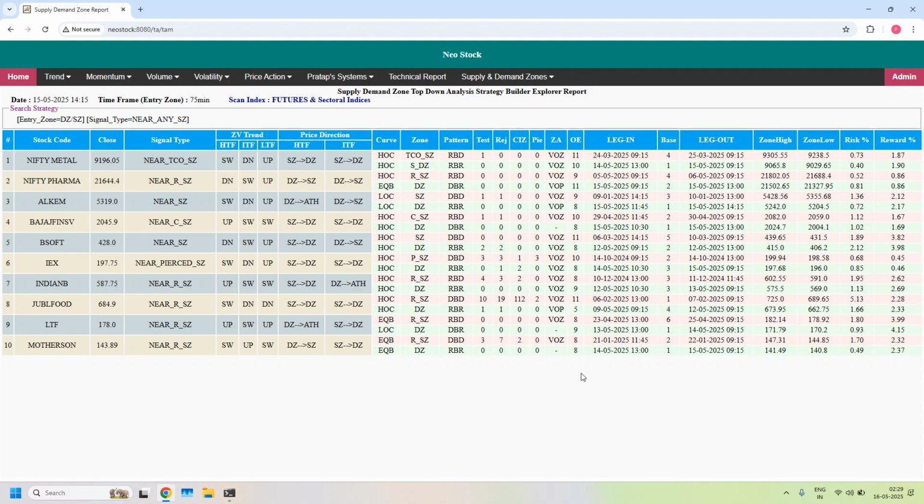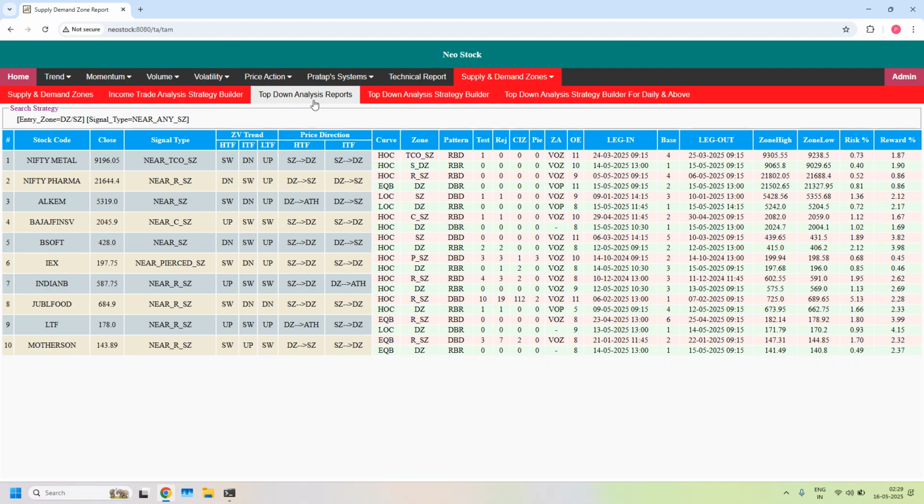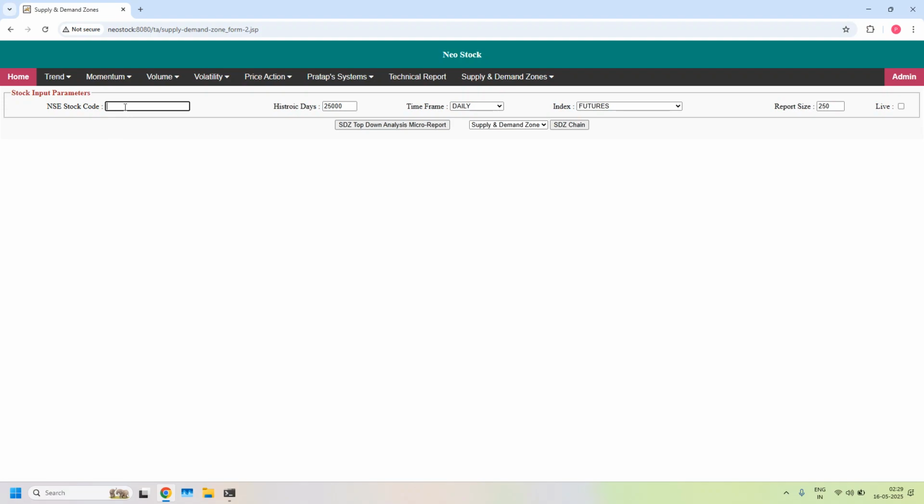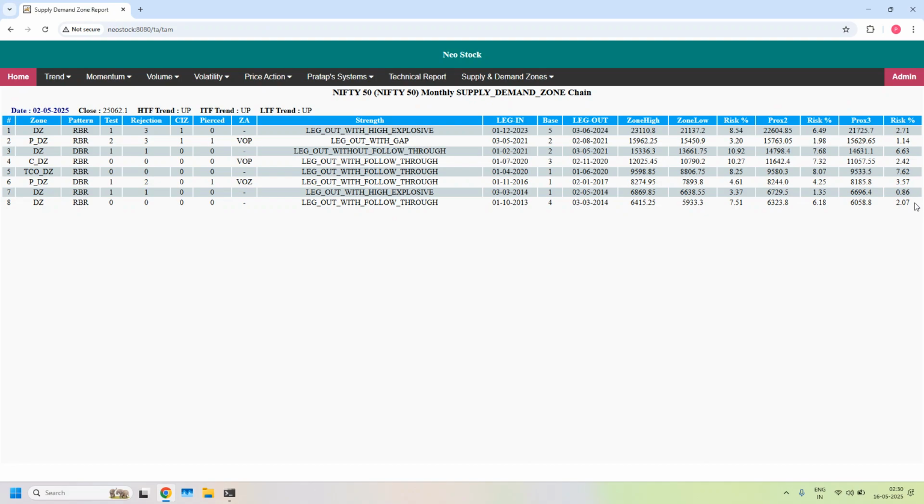Next we will generate a Nifty and Bank Nifty supply demand zone chain. Starting with Nifty, generating monthly supply demand zone chain for Nifty. So this is the monthly supply demand zone chain for Nifty.